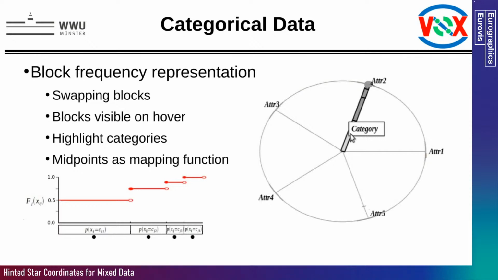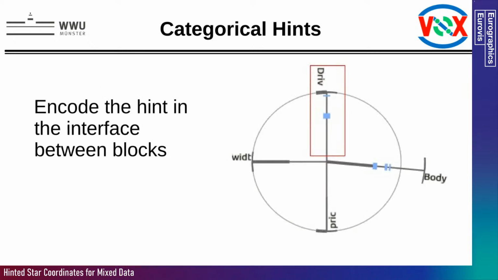The midpoint of each category is used as the mapping value in the linear transformation using star coordinates. In the case of ordinal dimensions, the block order may not be swapped. We also provide highlighting of categories by clicking on a specific block. The hints may still be provided for the categorical context by encoding thickness to the line in the interface between blocks.